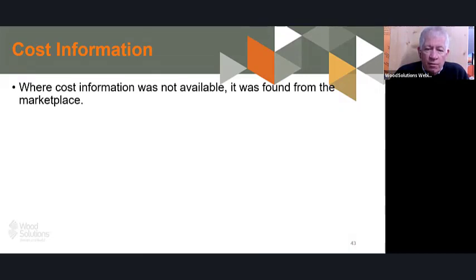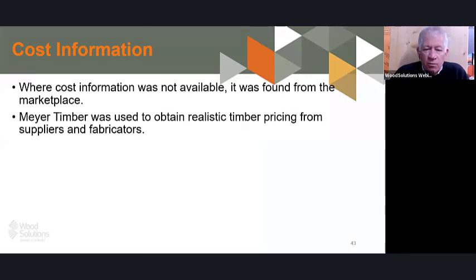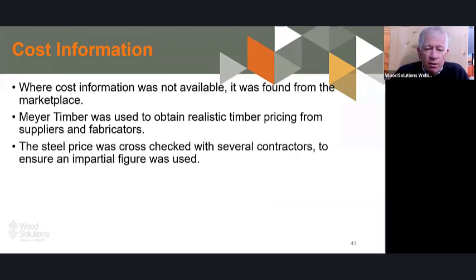Where cost information was not available, it was found from the marketplace. Meyer Timbers was very helpful in obtaining realistic timber prices from suppliers and fabricators. The steel price was initially taken from the Building Cost Index, but it was cross-checked with several contractors to ensure the price was representative of the marketplace. We were very careful to make sure the costings were realistic, not biased towards a timber outcome. Whenever we could, we erred on conservatism and used what was considered the most relevant information.